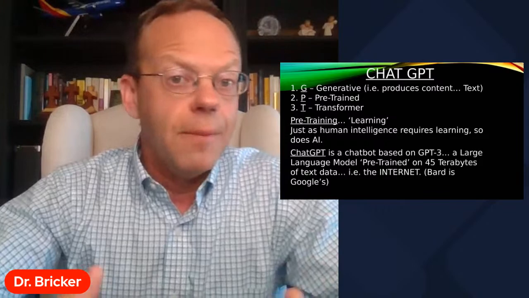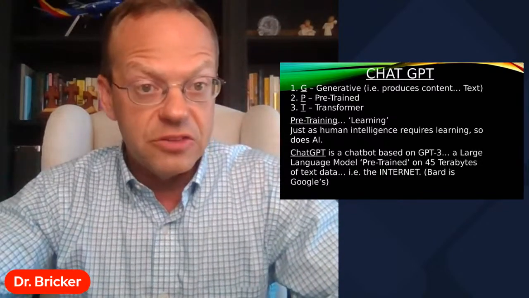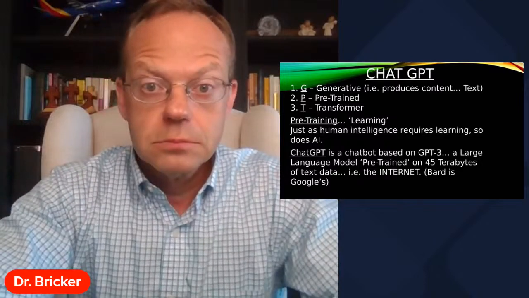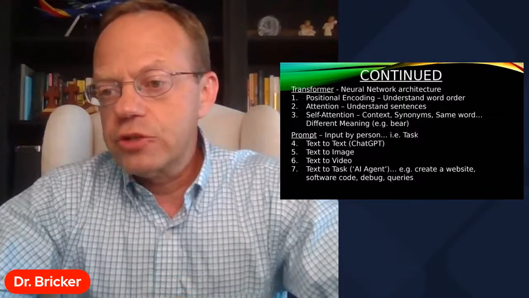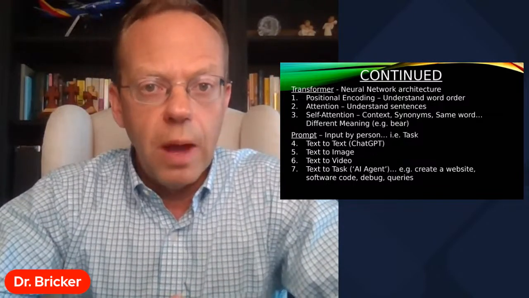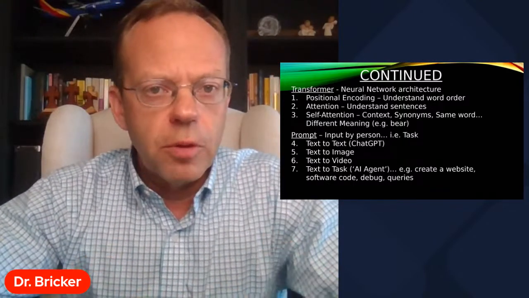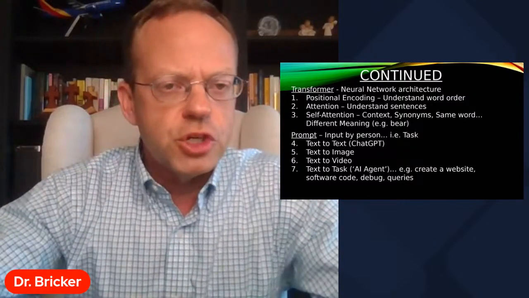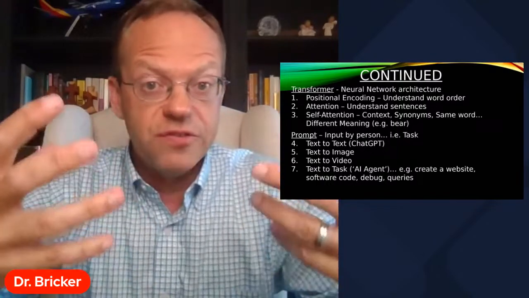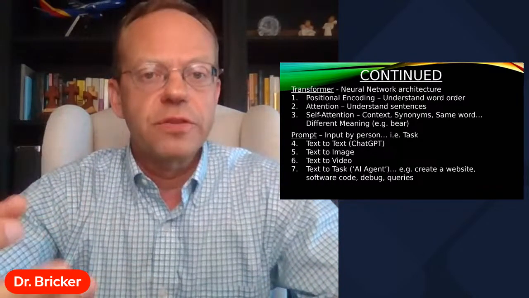Now, there's other chatbots as well. Google's chatbot is called Bard. Now the transformer. The transformer is a huge deal as well because the transformer is a neural network architecture. You heard me use the term deep learning before. It's the transformer that actually allows for the deep learning.